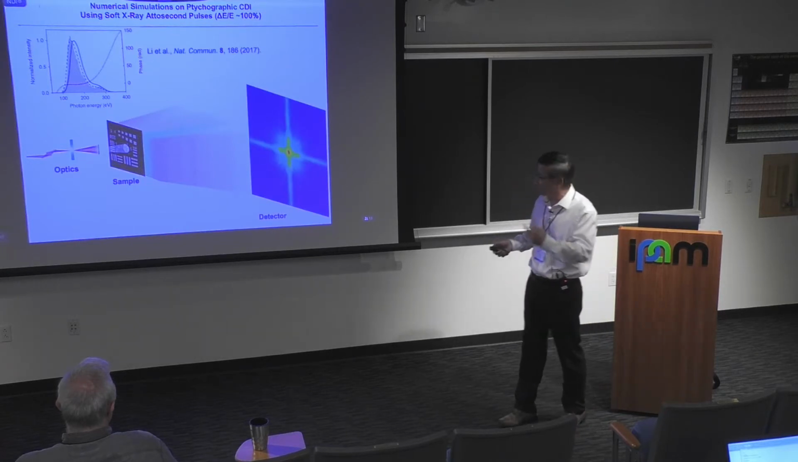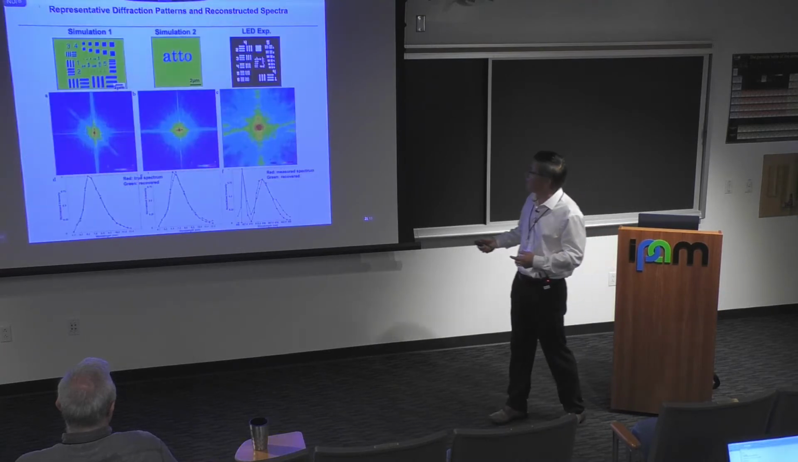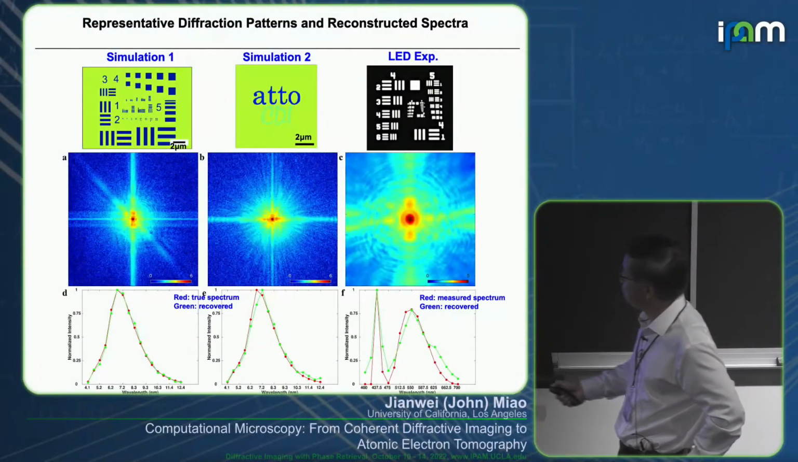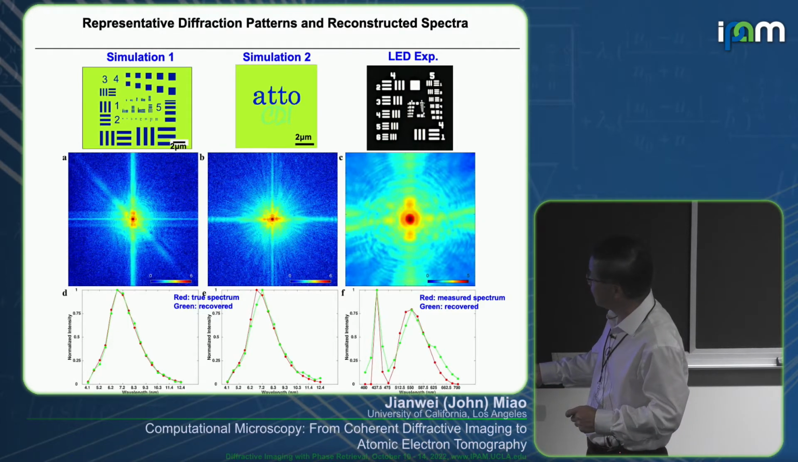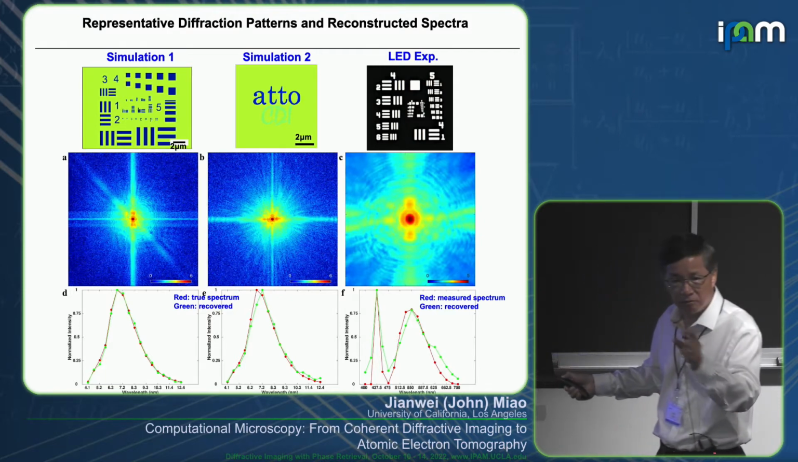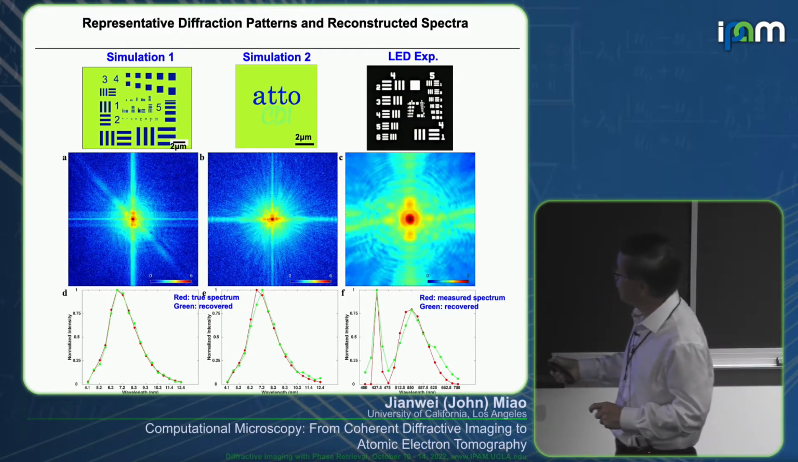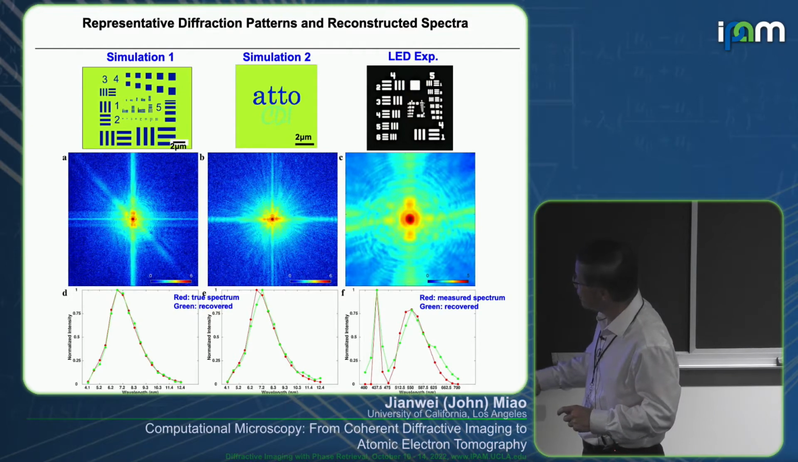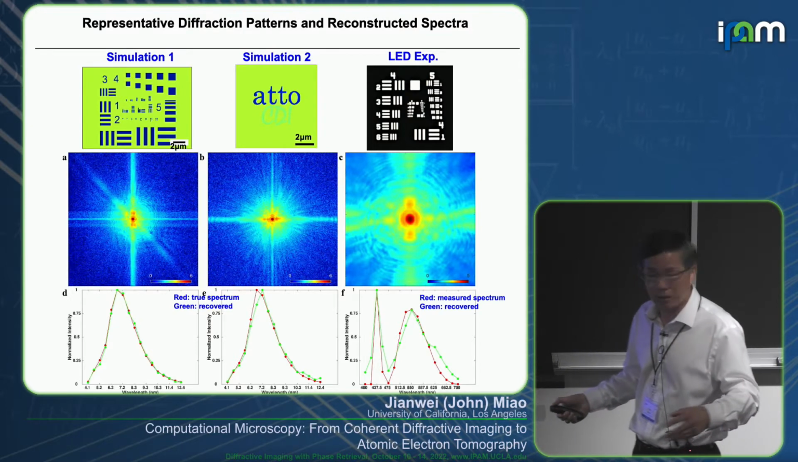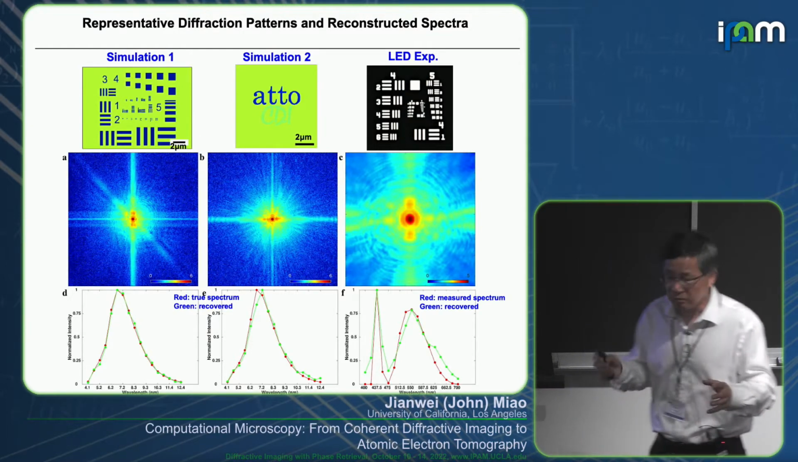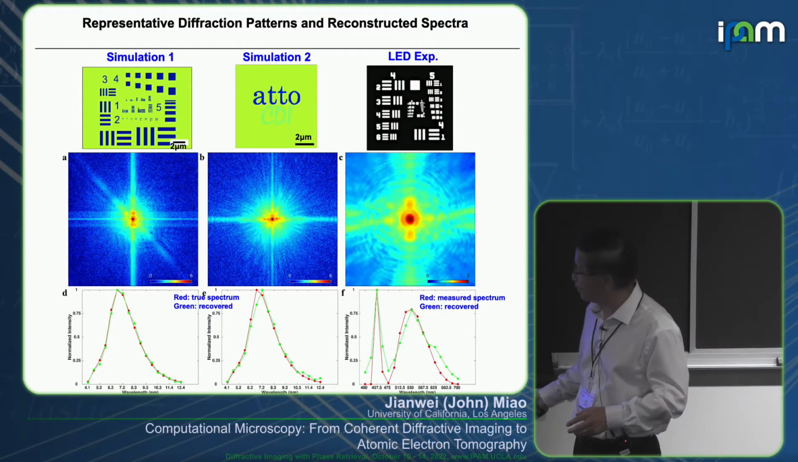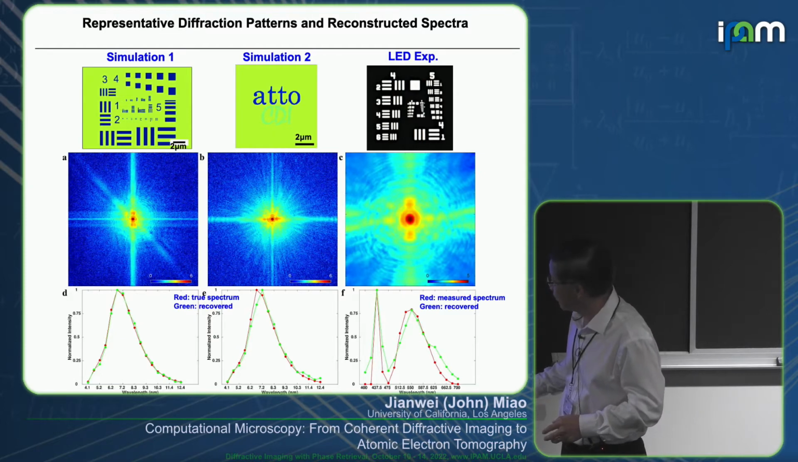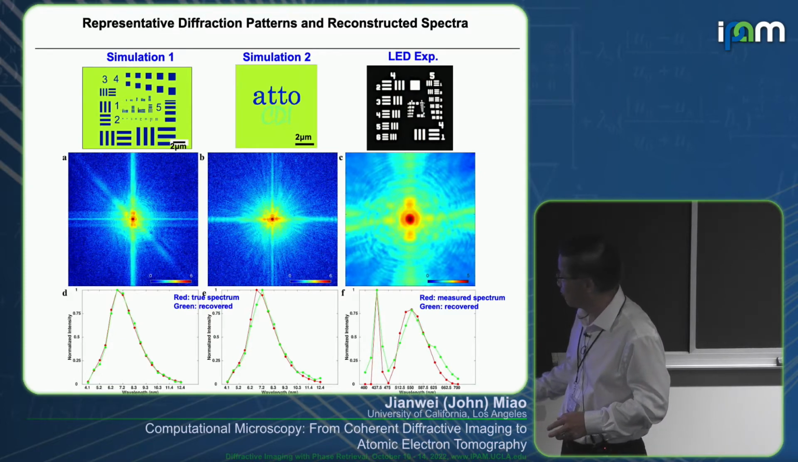We posted everything online, so you're welcome to try out the code. So we did some simulation and then experiment. The simulation is attosecond pulses with a similar structure, and then with some absorption edge, you want to see whether it can distinguish different elements. And you can see the diffraction pattern is not like a speckle. It's more of a very blurred image. And then we reconstructed the spectrum. You can see the red corresponds to the true spectrum, and the green corresponds to the recovered. You can see very well.